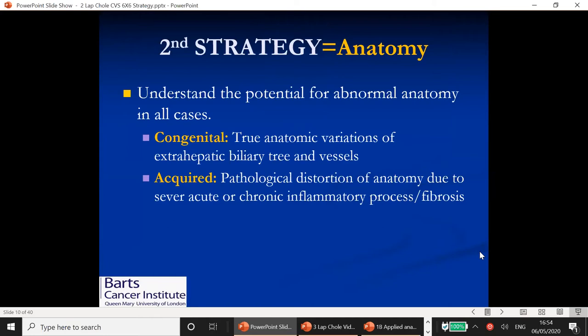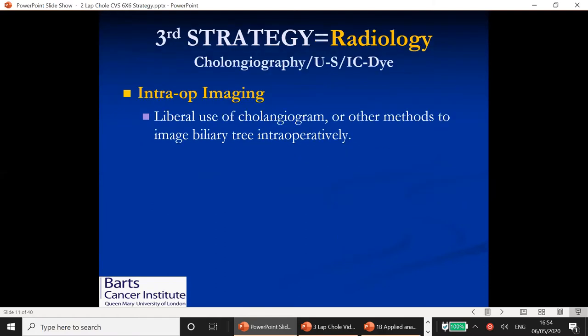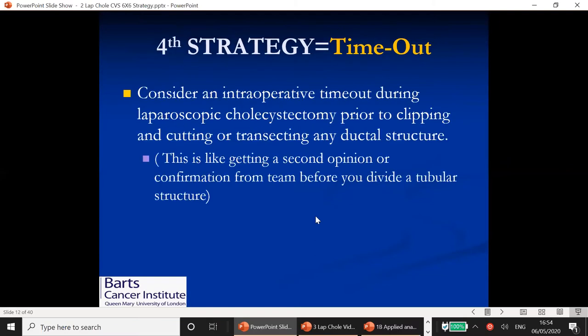The second strategy is obviously be aware of the anatomy, the congenital anatomy, the anatomic variation, and the acquired, which is the pathological distortion as a result of repeated attacks of cholecystitis, acute and chronic inflammation. The third strategy is use of intraoperative imaging if you are in doubt. The fourth strategy, which is recommended, is timeout.